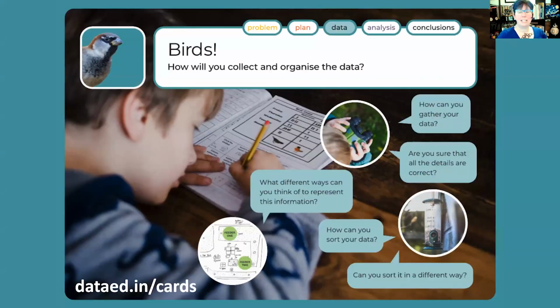For the data phase, learners will need to go out and gather that data and sort it. If learners are measuring, for example, the bird feed remaining in a couple of different bird feeders on the school grounds, maybe they could take measurements at different times of day for a week, or maybe they could take a measurement every day for a term. It depends on what they feel is necessary, what they've decided to measure.